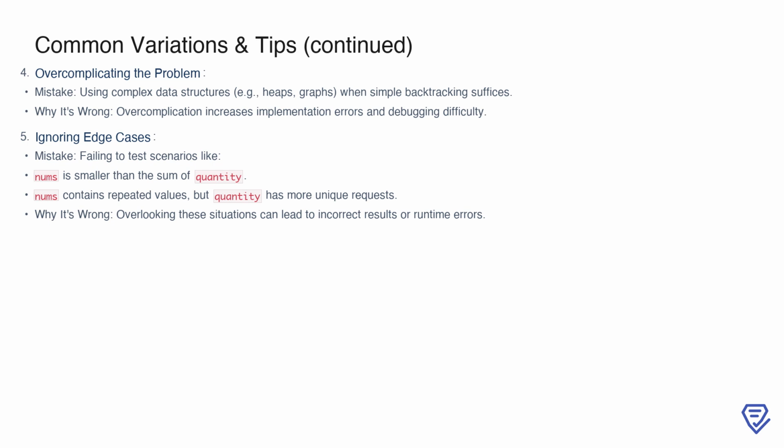Additionally, ignoring edge cases is a common pitfall. For example, you need to test scenarios where nums is smaller than the sum of quantity, or where nums has repeated values, but quantity requests more unique distributions than what's available. Overlooking these edge cases can lead to incorrect outputs or even runtime errors, so make sure to account for them during both development and testing.